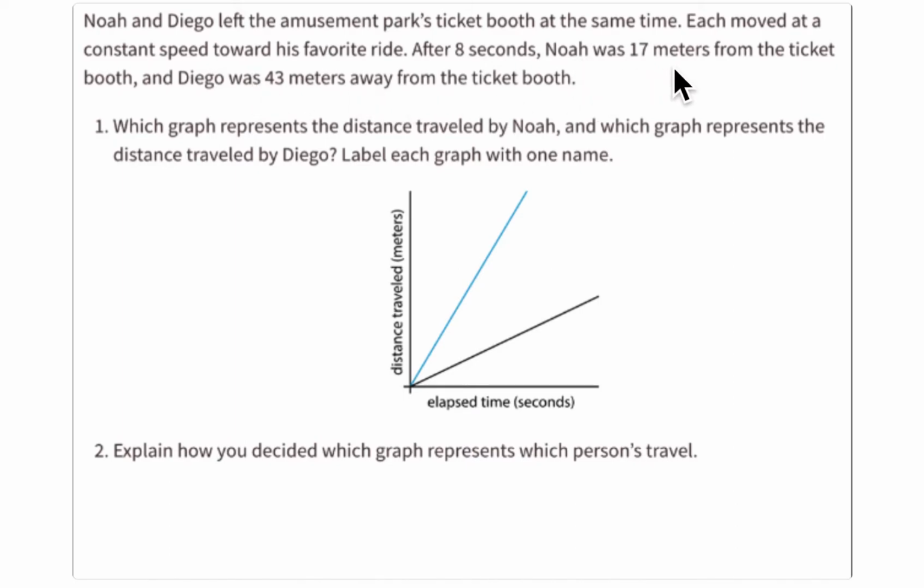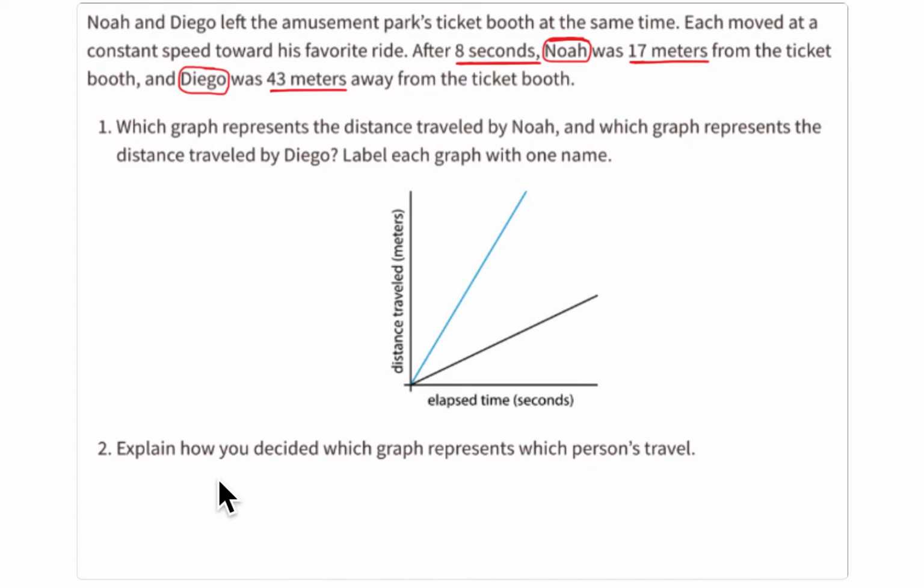Well, Noah is 17 meters from the ticket booth and Diego is 43 meters from the ticket booth. And so the question is, which graph is which friend, Diego and Noah? So here's a graph. This is the distance traveled from the ticket booth, and this is the amount of time it took to travel that distance from the ticket booth. So it says, explain how you know which line goes with which friend.